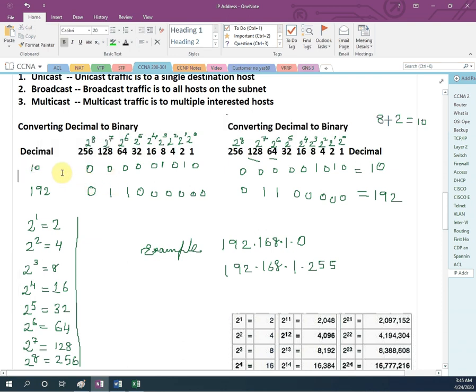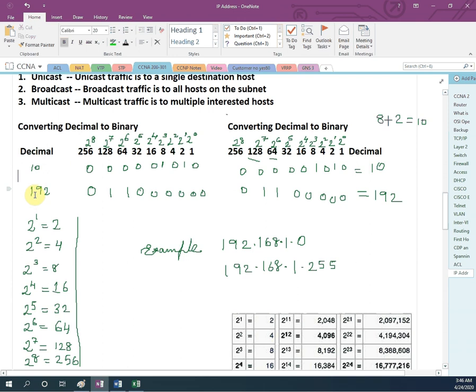For example, if I want the binary of decimal 10, I look where I can put 1 so that when I add them, it becomes 10. I can put 1 at 8, and 8 plus 2 becomes 10. So I put 1 here and 1 here, and the remaining I put 0.